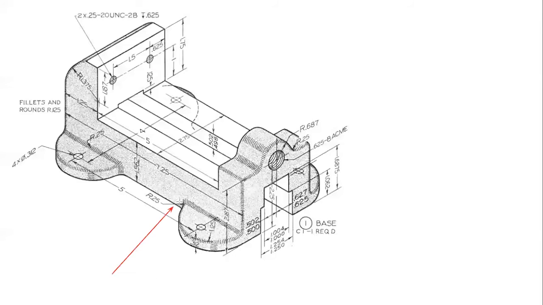Next, we will represent the 0.687 radius arc feature as it would look in the front view. In the front view, the top of the curve is going to be represented by this line. This curve will look like a straight line when you're looking at it from the front view.